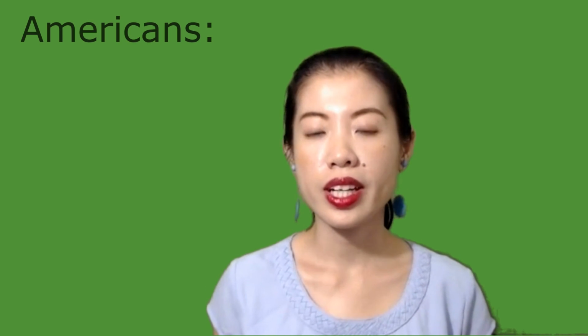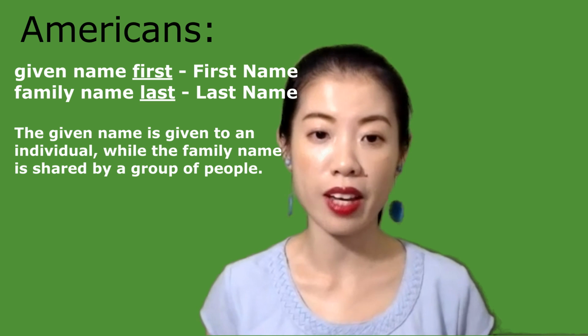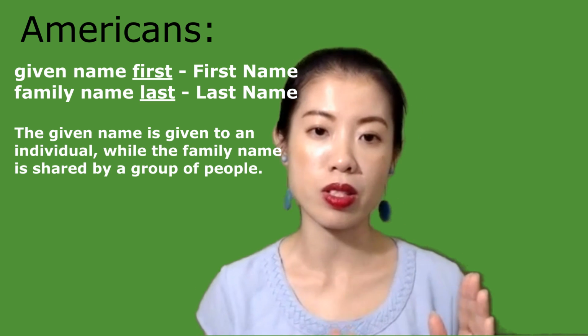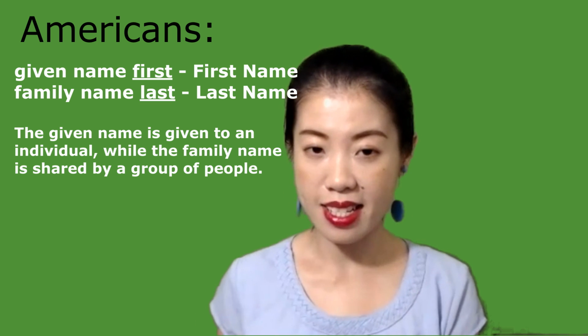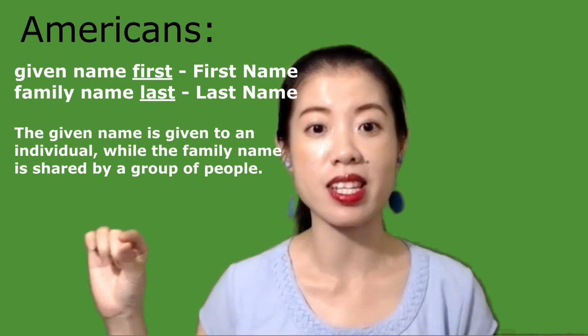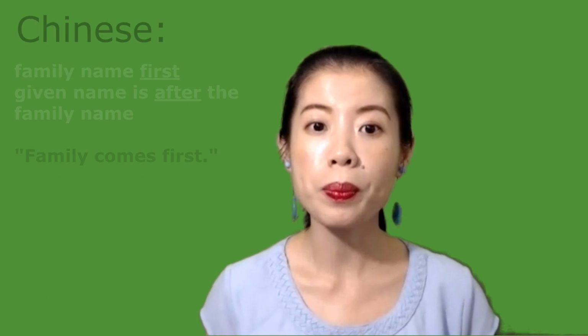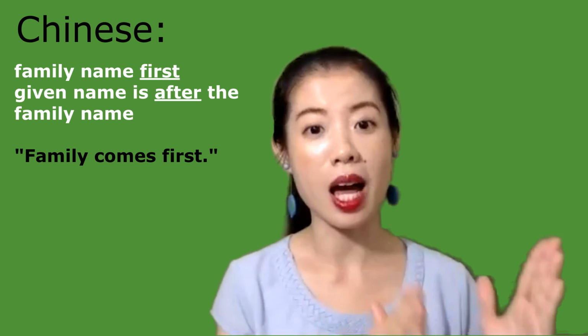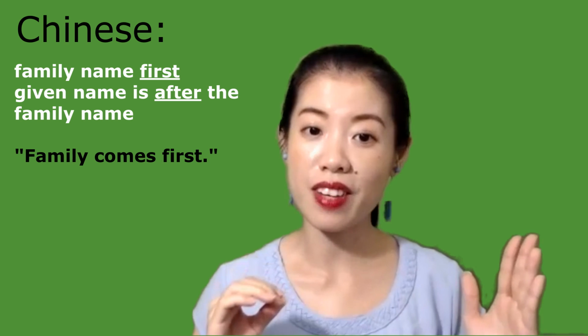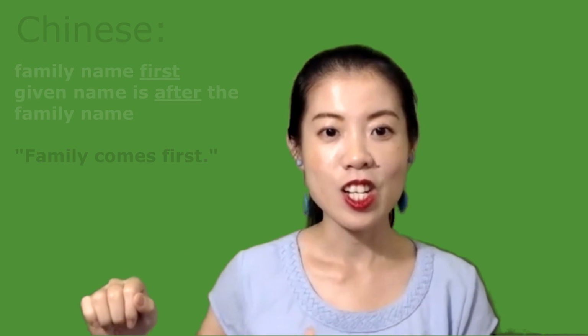Now let's look at sentences and compare. Let's take names as an example. In the United States, they will put the individual given name first. The given name is also called the first name. And then they will put the family name last. The family name is also called the last name because it comes last. However, in China, we put the family name first, which reflects the cultural point. Family comes first, and then the individual given name comes last. So in Chinese, the name order is the opposite of American names.